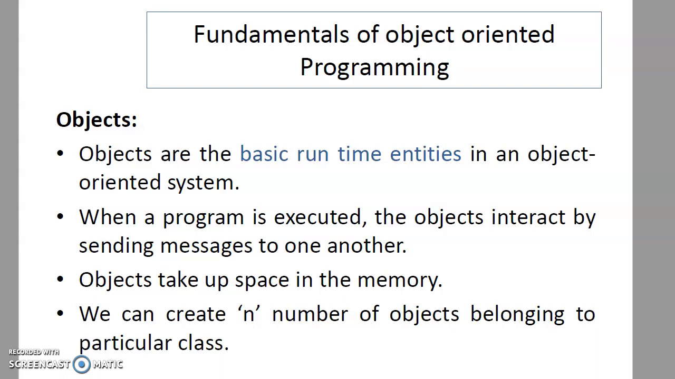So what is an object? That is what we are going to study here. Objects are the basic runtime entities in an object-oriented system. When a program is executed, the objects interact by sending messages to one another. How are the messages sent? Using object.method name and parameters to it. Whenever you call a method of an object, message passing is done between objects and interaction happens.